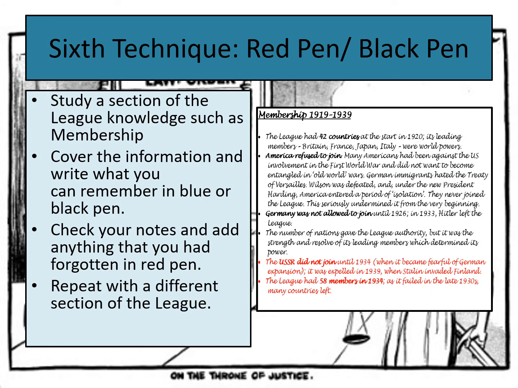I really like this next technique, and I don't think we do enough of it necessarily in history at the moment. I think it's something we need to move on to and do more of. So study a section of the league knowledge, such as membership of the league. Cover the information up and write what you can remember in blue or black pen. Check your notes and add anything that you have forgotten in red pen, and then repeat with a different section of the league.